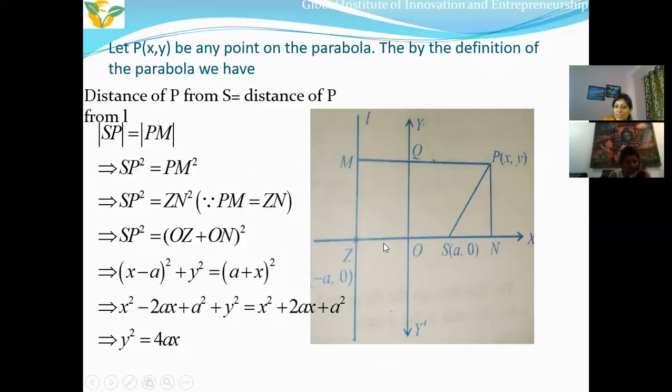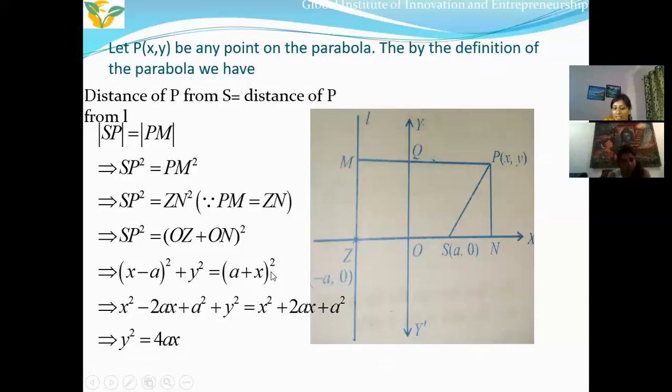Now SP square is equal to, as O is the midpoint, we can write this as OZ plus ON, the whole square. So for SP, using the distance formula, x2 minus x1 the whole square plus y2 minus y1 the whole square. Already we have squared it, so no need of writing the square root. So directly I write x minus a the whole square plus y minus 0 the whole square, that I have written as y square, which is equal to OZ. See, the distance from O to S is a, the distance from O to Z is minus a.